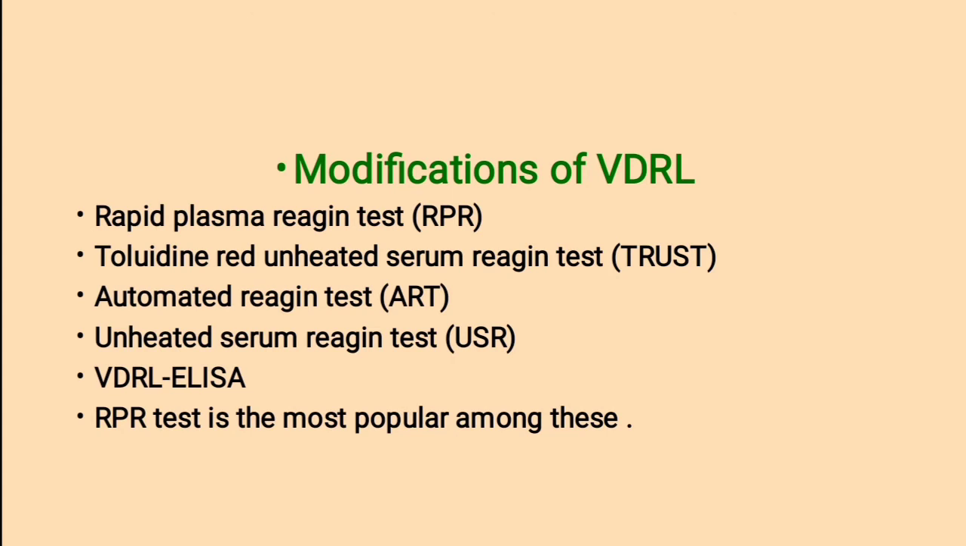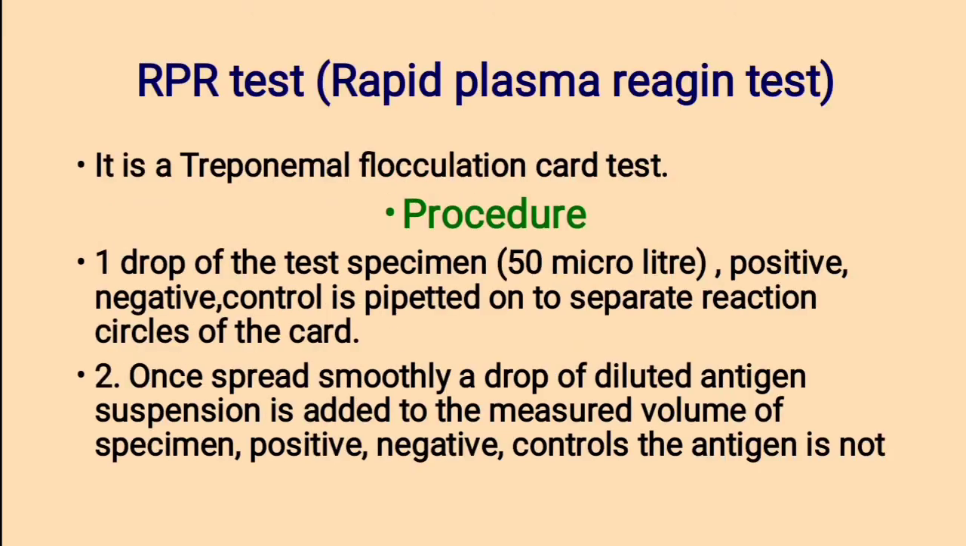Modifications of the VDRL test. Rapid plasma reagin test, that is RPR test. Toluidine red unheated serum reagin test, that is TRUST. Automated reagin test, ART. Unheated serum reagin test, that is USR. Of these tests, the RPR test is the most popular.